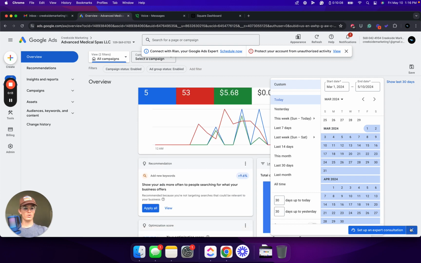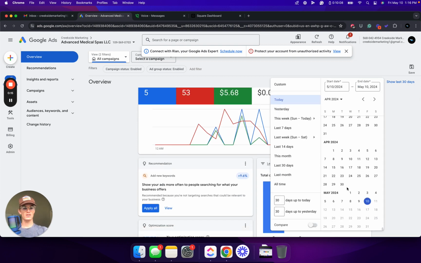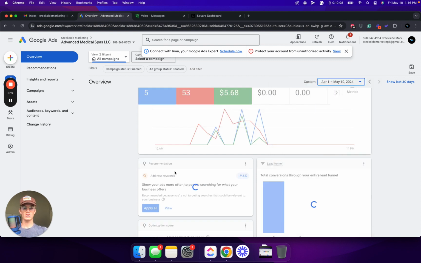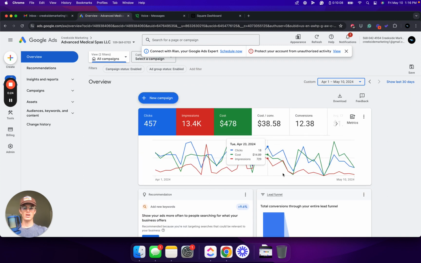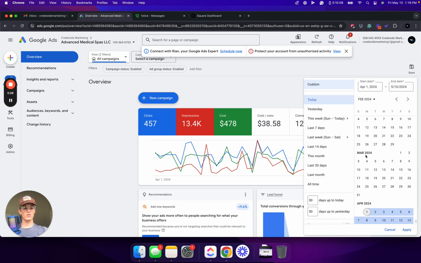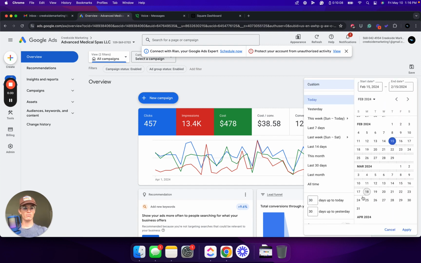First thing we're going to do is make sure that we've got the date set to at least 6 weeks back. I'm going to apply that just so we can look at the total performance over the past 6 weeks or so, and to compare that to the last 6 weeks just to see if we're making improvements or if it's dropped off a bit.